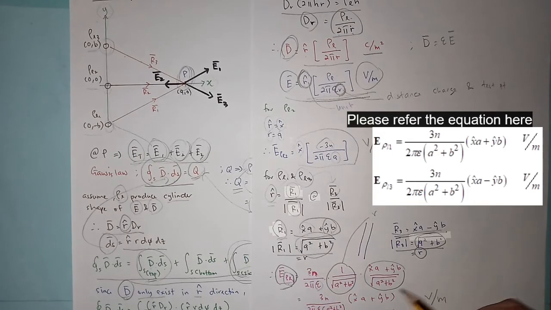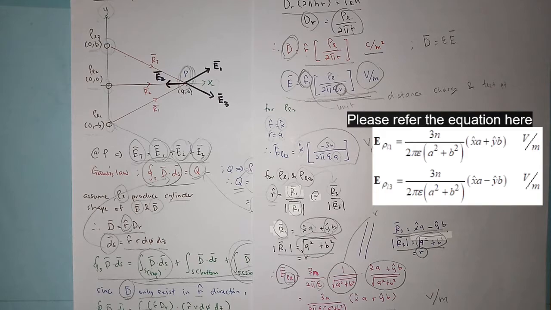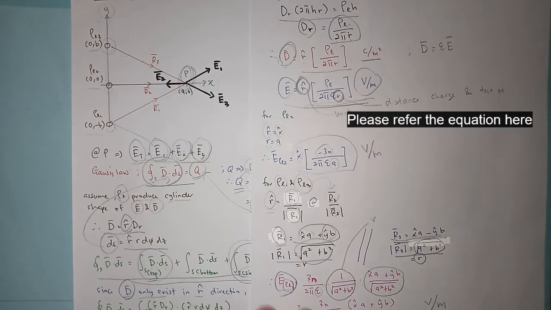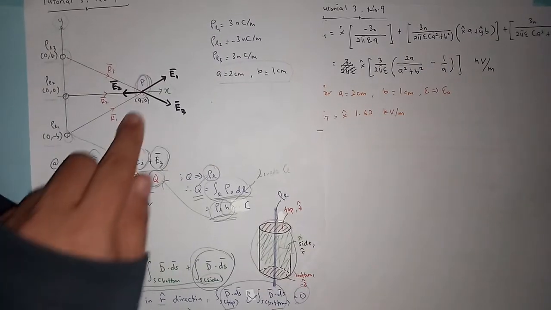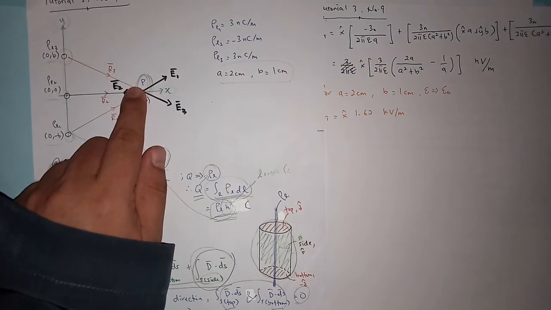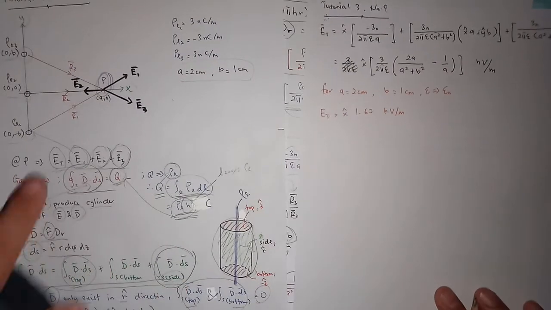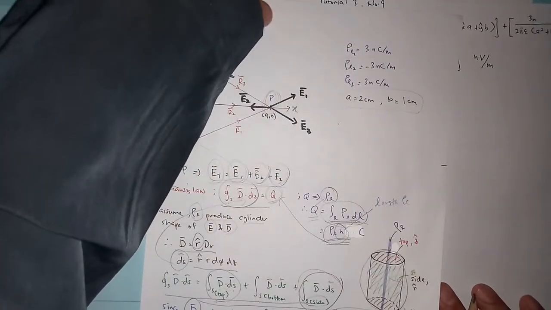Similar technique is used in order to derive the vector for the electric field intensity produced by the rho L3. This is the expression that we will have. The unit of it is equal to volt per meter. And in order to find the expression for the total electric field intensity produced on this point, we need to add all the expressions that we have derived just now together.